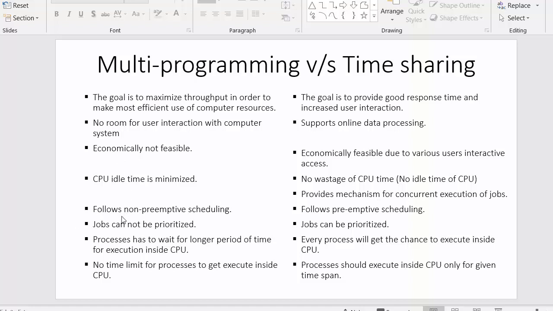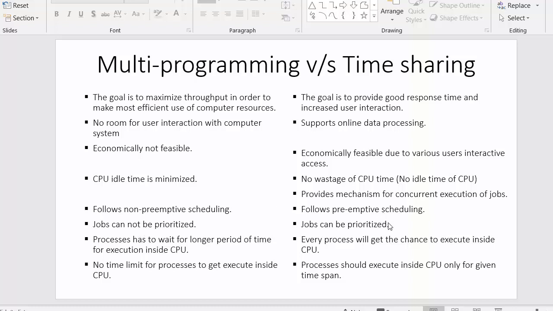In multiprogramming systems, it follows non-preemptive scheduling. When the CPU is busy executing any process, it will never leave that process in the middle. It will complete its execution and only then move to the next process. That is non-preemptive scheduling. But time sharing system follows preemptive scheduling, which is exactly opposite to non-preemptive scheduling.